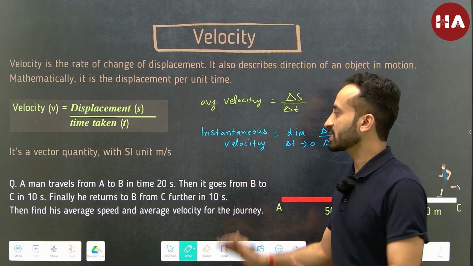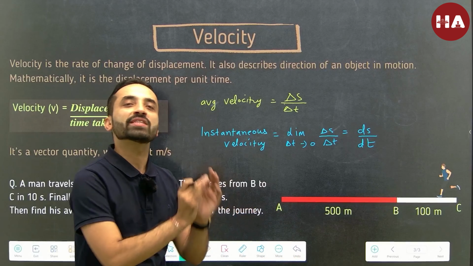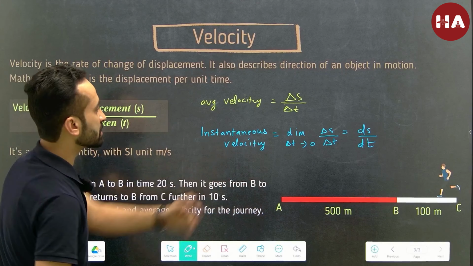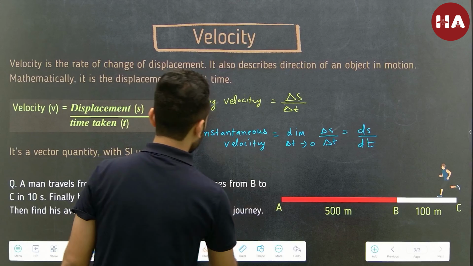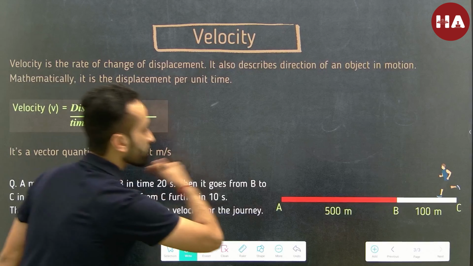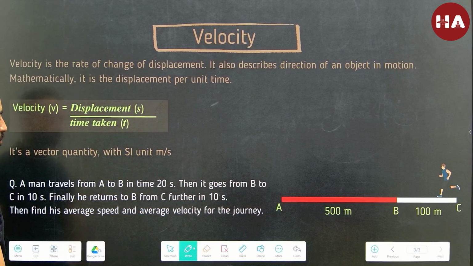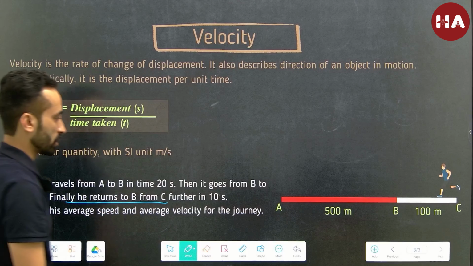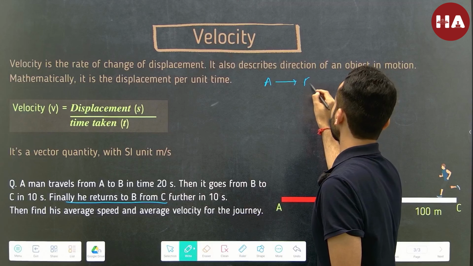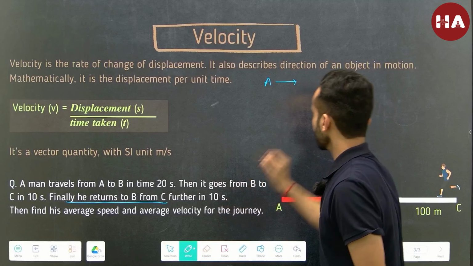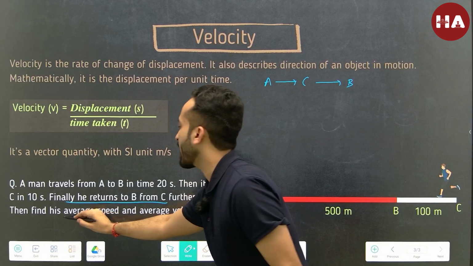Okay, one last example I would like to take before we finish this topic is basically to differentiate between speed and velocity again. So you may write this down and then I will take that example. So what is this example? A person is traveling from A to B, then he travels from B to C, and then returns back to B. So first he started from A, he went up to C, and after C he came back to B. So we have to find the average speed and average velocity.